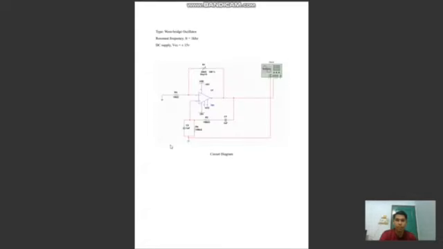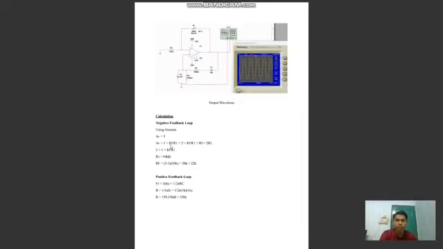So this is my circuit in Multisim for oscillator 1. This is the output in Multisim, and I made a calculation. For the negative feedback loop, using the formula AV equal to 3, I get R1 equal to 10 kilo ohm, RF equal to (3 minus 1) times 10 kilo ohm, equal to 20 kilo ohm. I assume 22 kilo ohm. For the positive feedback loop, FR equal to 1 kHz equal to 1 over 2 pi RC, and I get R equal to 159.15 kilo ohm. I assume 158 kilo ohm.